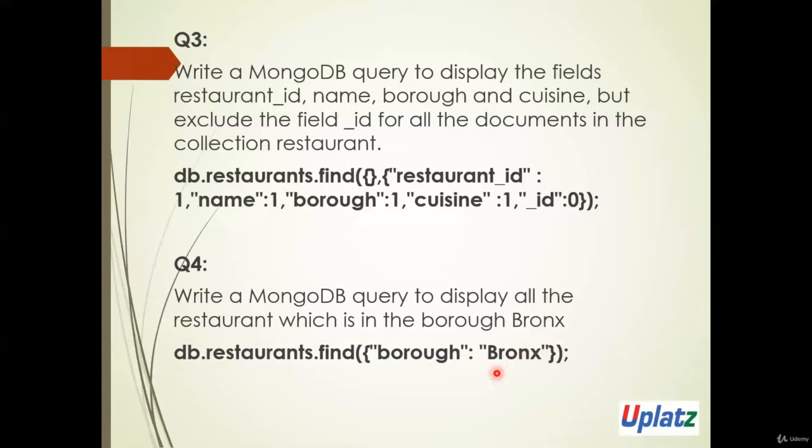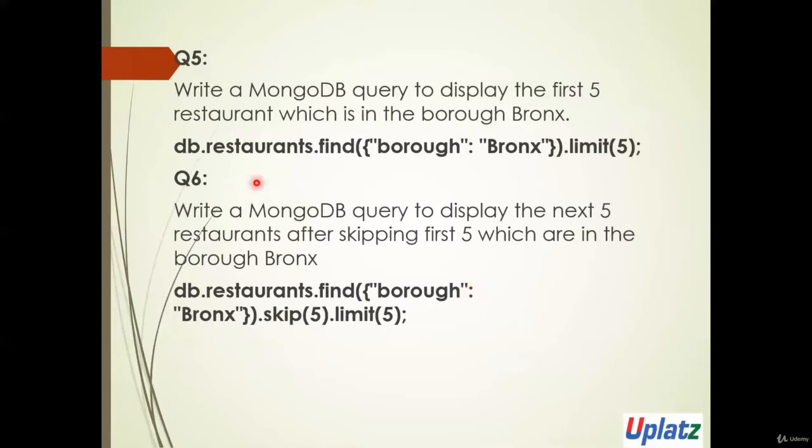So the next question is, write a MongoDB query to display the first 5 restaurants in the Bronx. I want the restaurants in the Bronx, but I want only the first 5 of them. Sometimes I have hundreds of restaurants in a particular city, but I don't want everything to get displayed. I want only the first 5. So I am using the limit method.